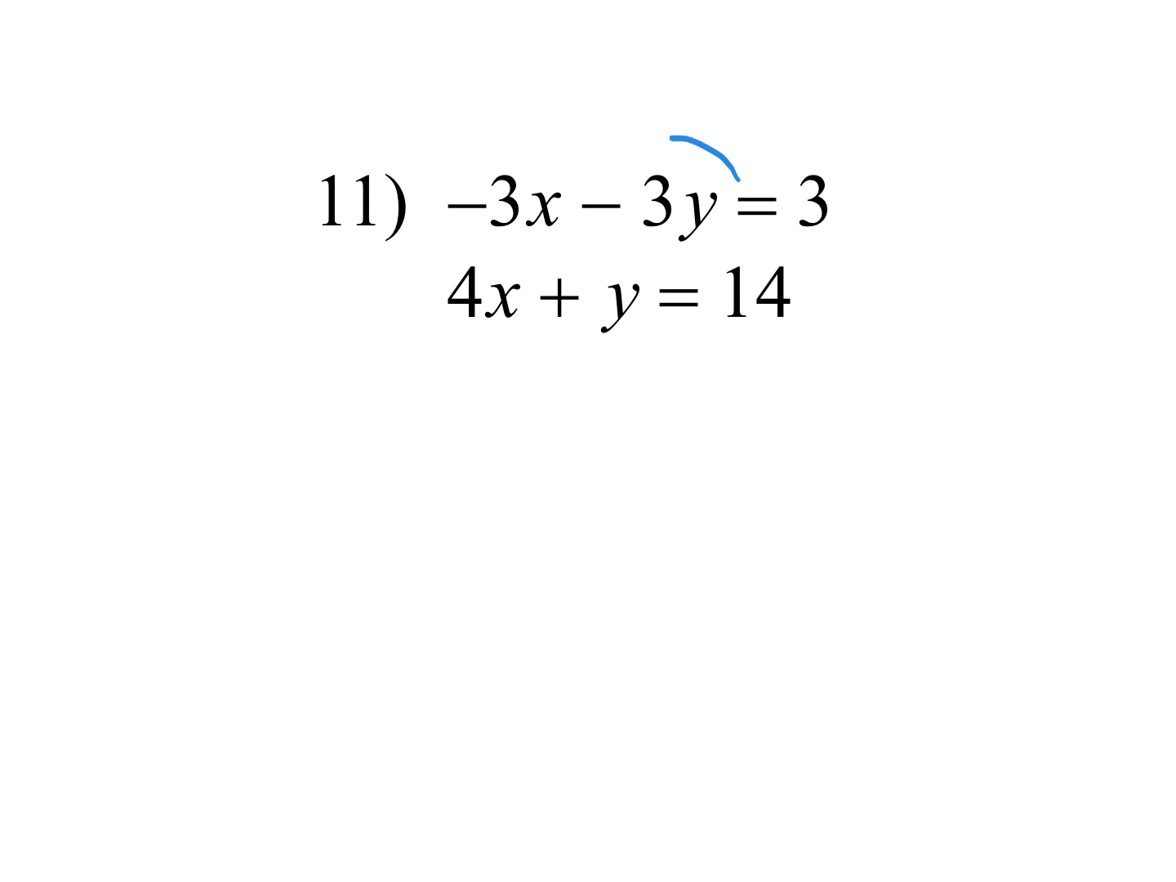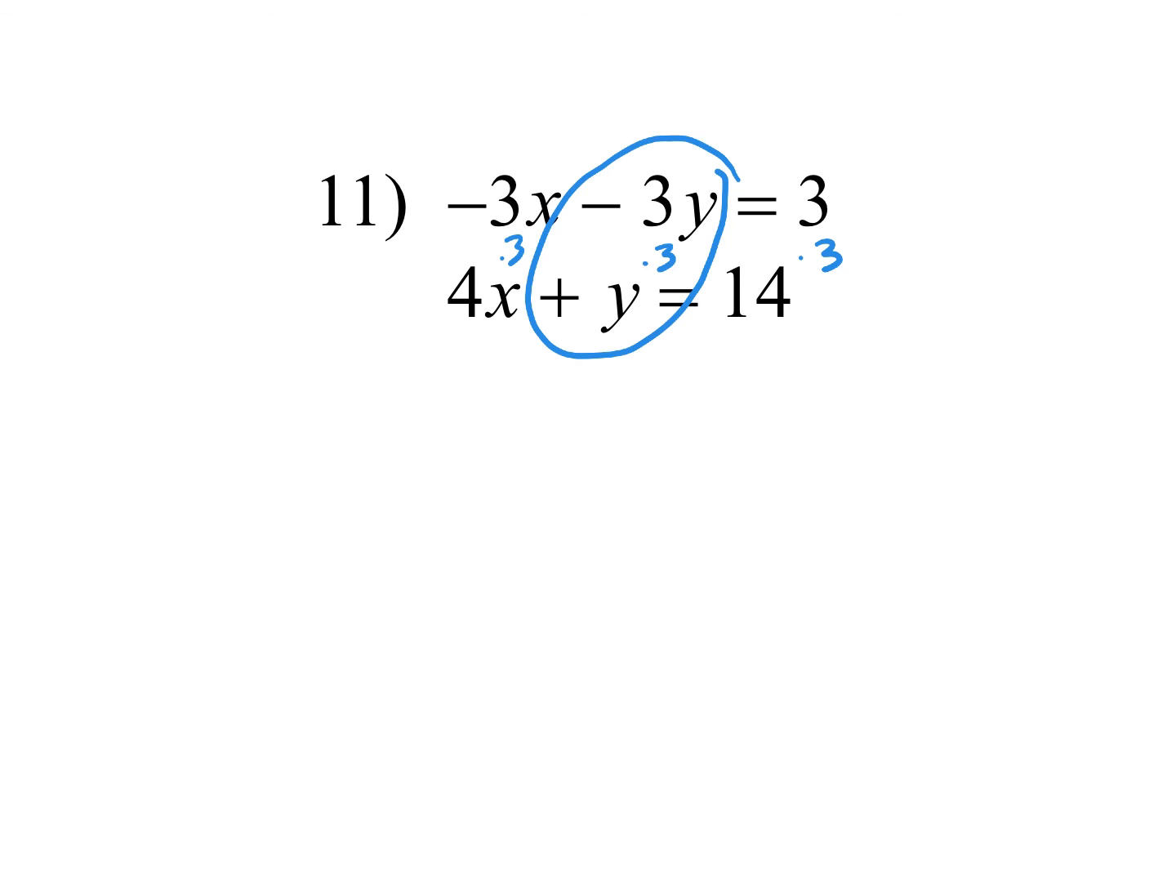Awesome. So you want to cancel out the y's first. You can pick which one. You could either cancel out the x's or you could cancel out the y's. Y is a great choice here because I can get this plus y to look like a plus 3y, that way it cancels out. But I have to multiply everything in the equation by 3. So I'm multiplying 4x times 3, y times 3, and 14 times 3.